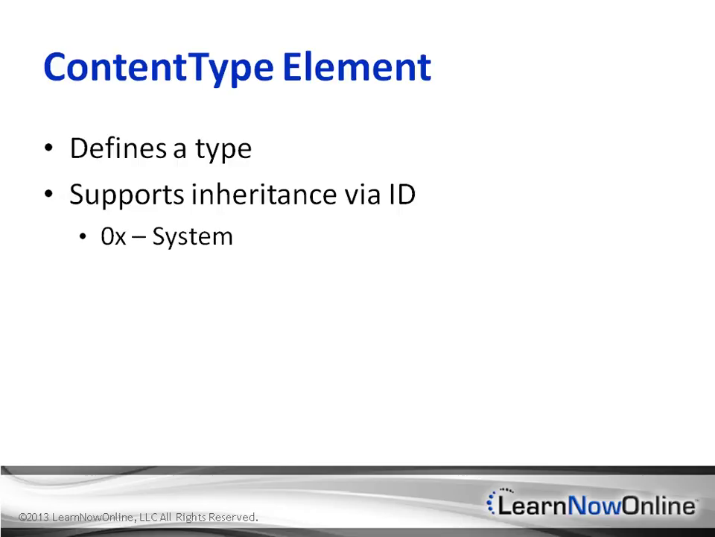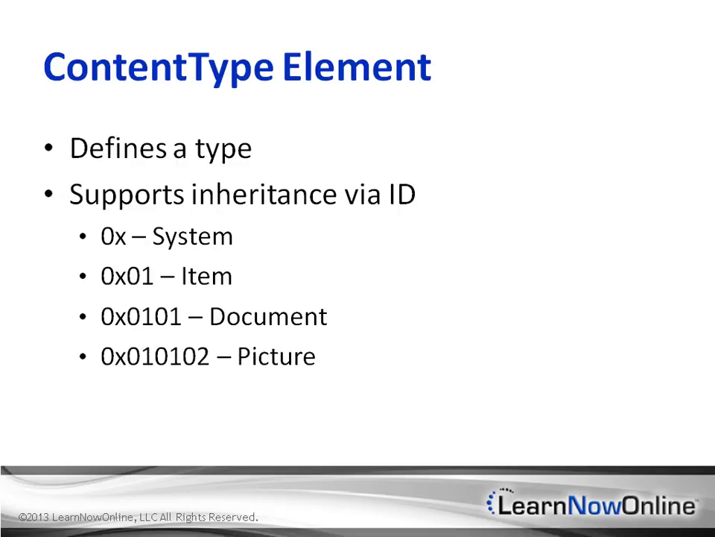So the way the hierarchy works is 0x is for system, and then 0x01 is item, and then 0x0101 is document. So 0x is the root type of all content types, and then you have the system, item, document, and then it goes down to picture.